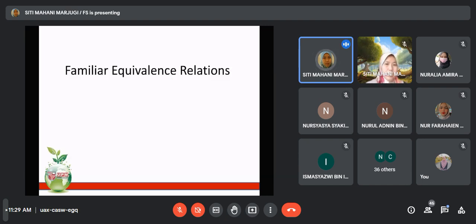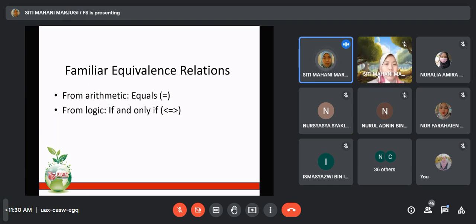In terms of the familiar equivalence relations, usually for arithmetic we can use the symbol equal, greater than, less than, less than or equal, and greater than or equal. In logic, we can say this is if and only if.